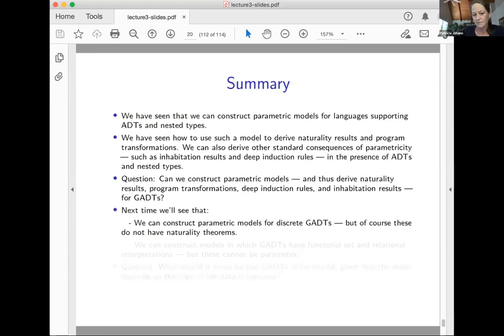What we'll see next time is that, remember how we had these two different interpretations for GADTs, the discrete one and the one in real non-discrete categories? If you think of your GADTs as being discrete, then you can make a parametric model, but of course you don't have naturality theorems, or interesting naturality theorems, because the maps are really boring, since the only morphisms you have are identities. So not so interesting. You can make a parametric model for a calculus like System F augmented with GADTs, but you're not going to get very interesting naturality style theorems. But you can get the non-naturality style theorems, and those might be of interest to you.